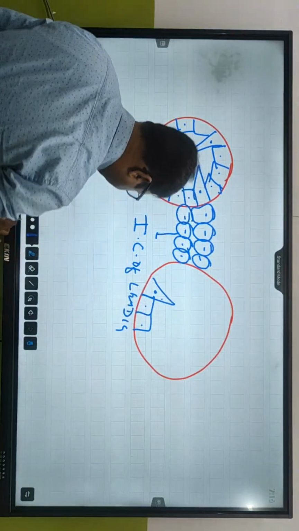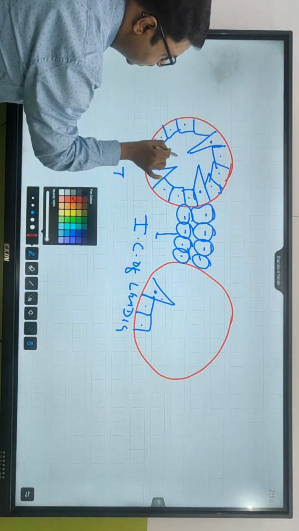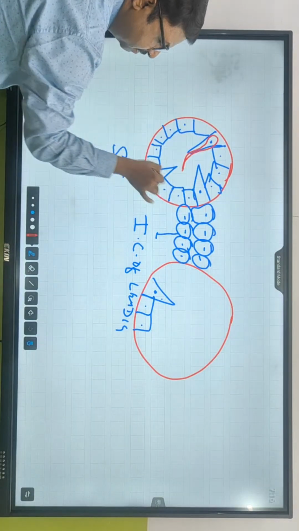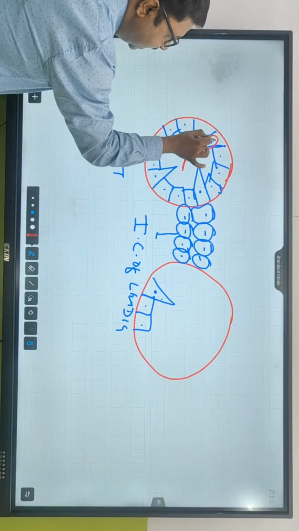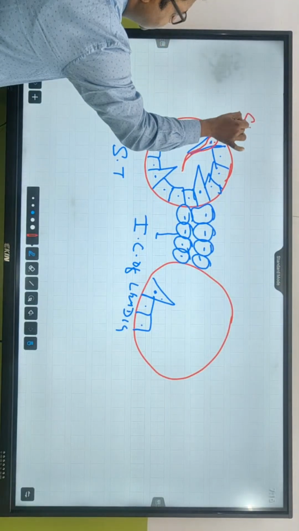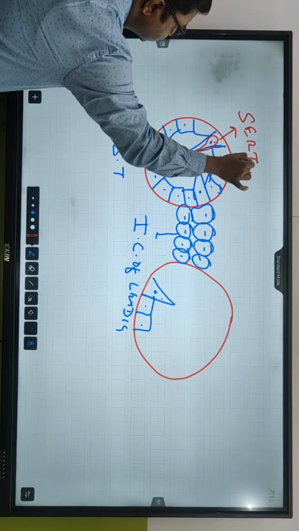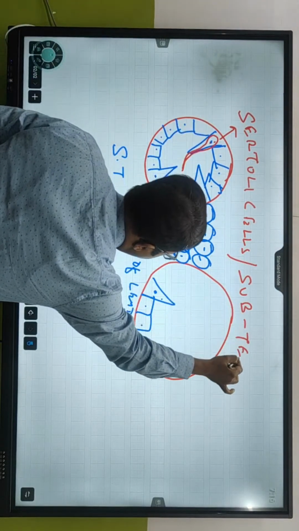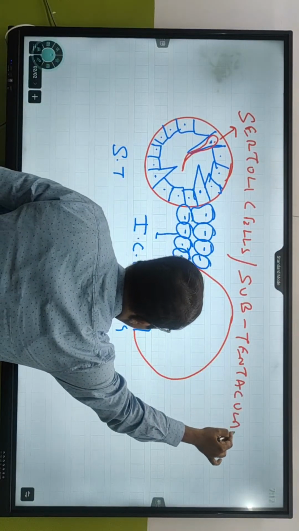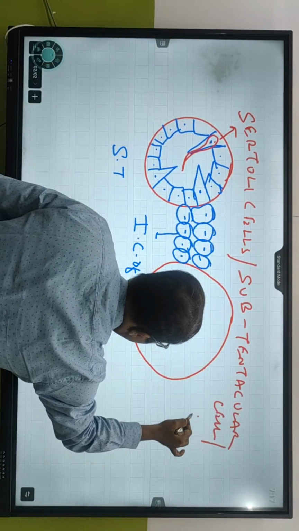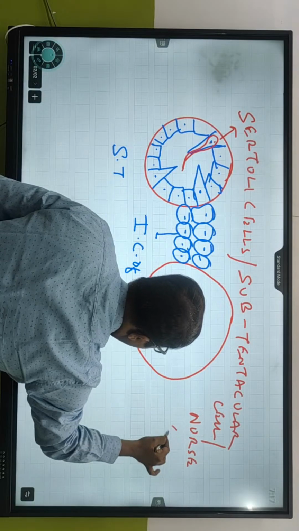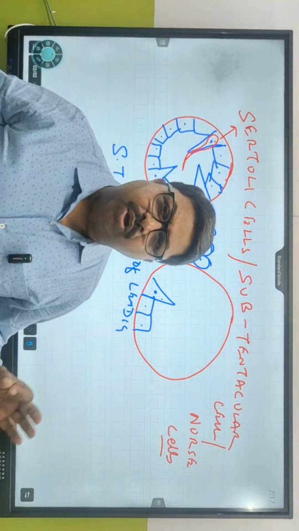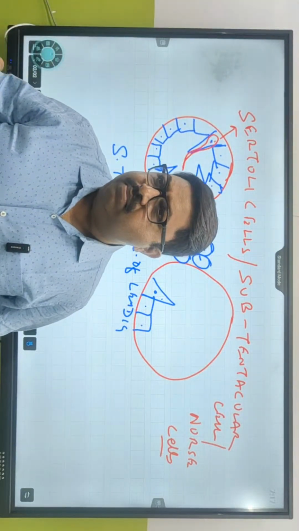But this cell is called, and what happens with this cell is the sperm which is being produced inside the seminiferous tubules, the head of the sperm remains embedded inside these cells. So these triangular cells are called Sertoli cells, also called sustentacular cells. They are also called nurse cells. Why are they called nurse cells? Because they help in providing nourishment to the growing sperm.